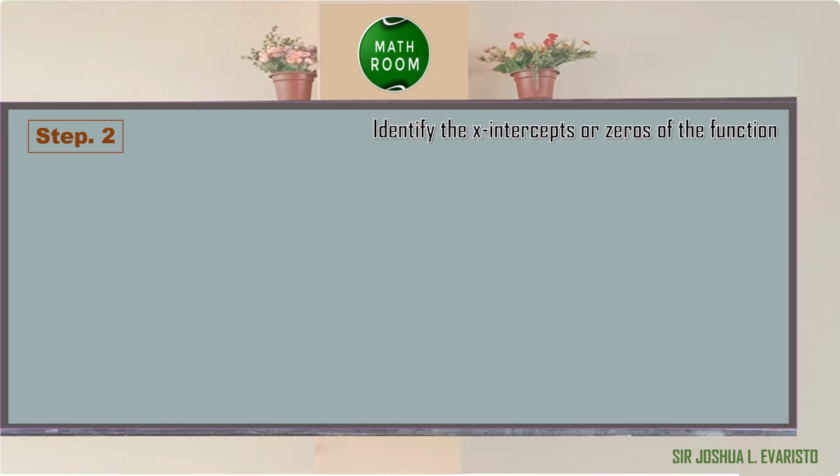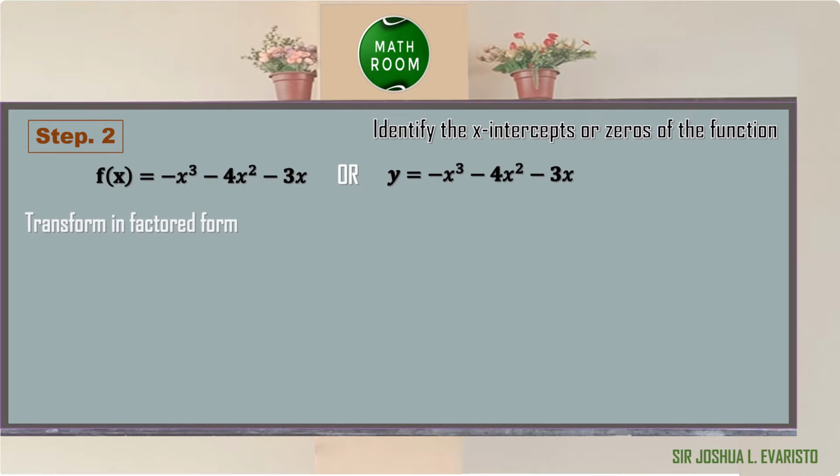Next step is to identify the x-intercepts or zeros of the function. The polynomial function can be written in the form of y = -x^3 - 4x^2 - 3x. To transform it into a factored form, we're going to factor out -x, so we have -x^3 divided by -x is equal to x^2. -4x^2 divided by -x is equal to 4x. -3x divided by -x is equal to 3.